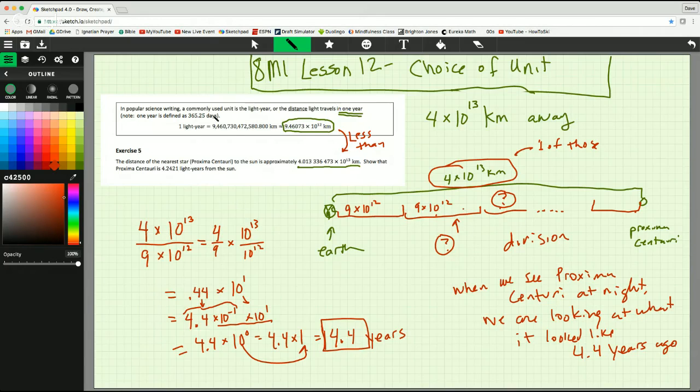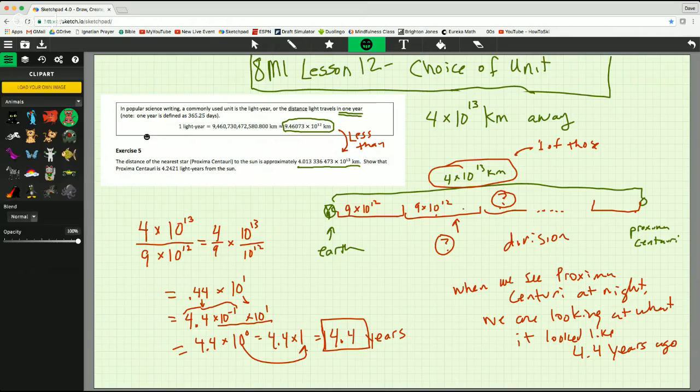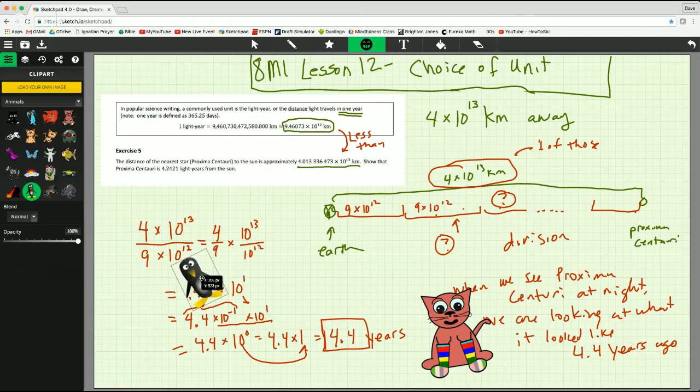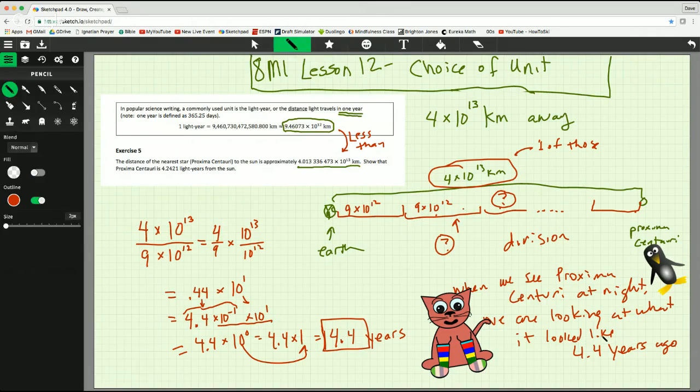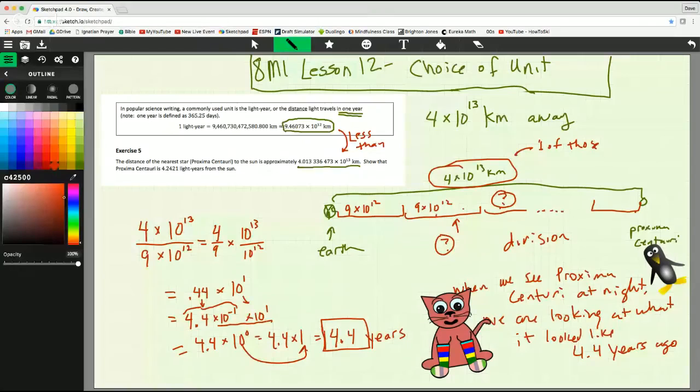Wow, mind-blowing. So let's put up a happy cat for that. And man, that's kind of a confused penguin. I mean, it just kind of makes my eyes twiddle around in my head when I think about that fact. 4.4 years ago. And some stars are 100 light years, or 1,000 light years away. So when we see those stars, it was back when the light left that star, back when feudal lords were ruling in Europe. Crazy stuff. Okay, let's move forward.